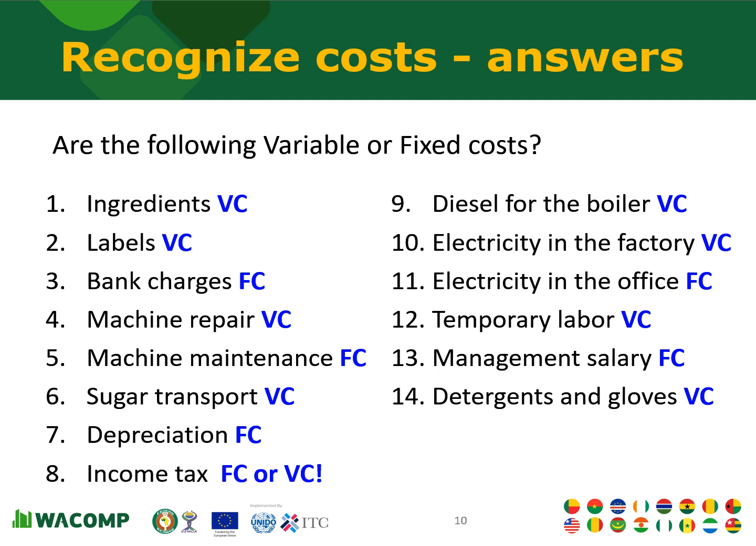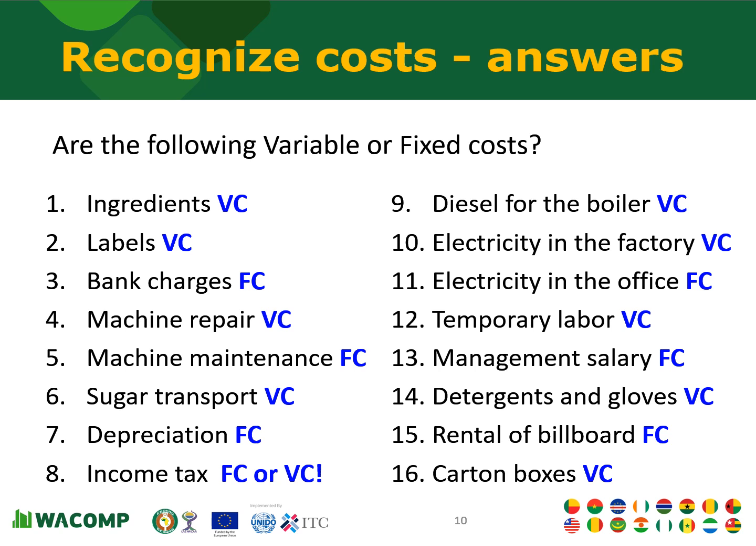Detergents and gloves, you use that for processing, so that's variable. Billboard rental, fixed. Carton boxes, variable. Obviously, the more you produce, the more carton boxes you use.